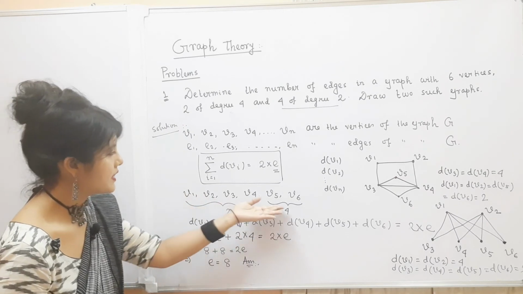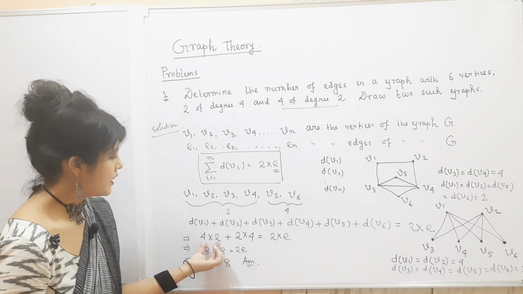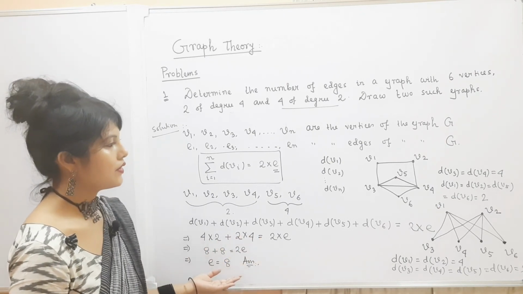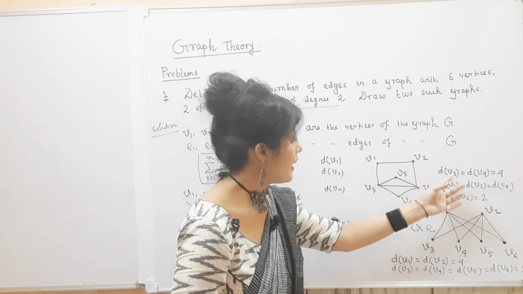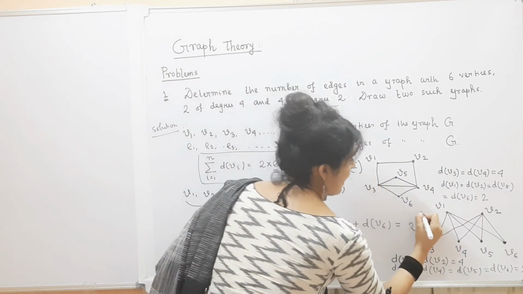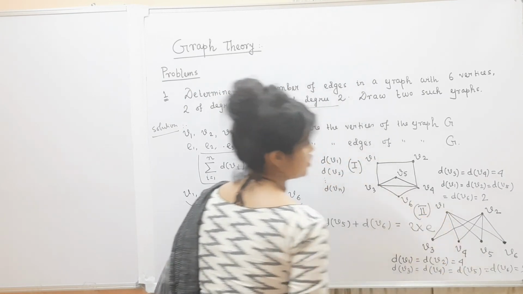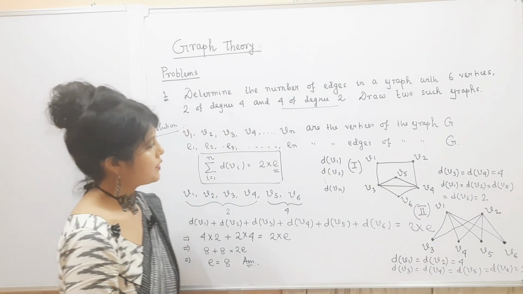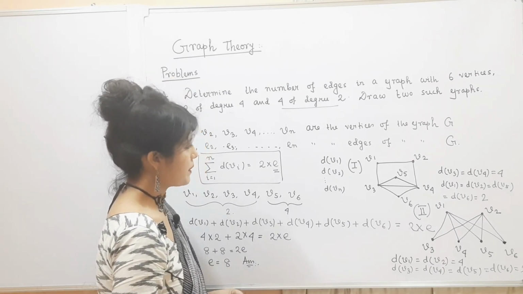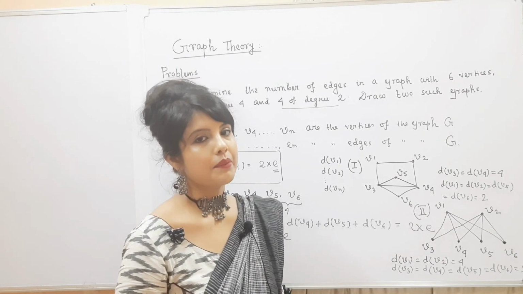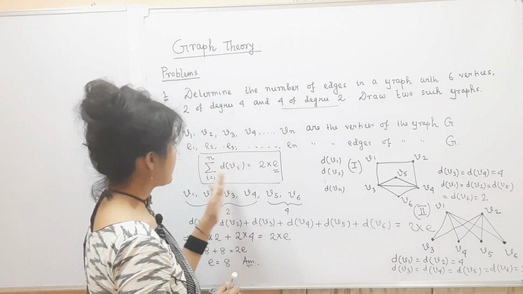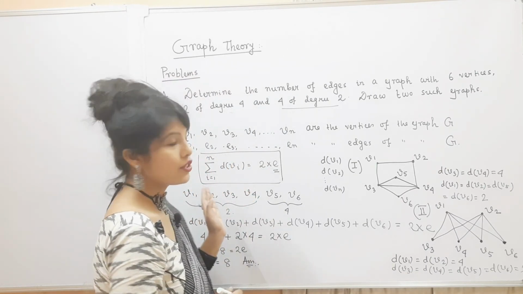So I have taken 6 vertices, 2 of degree 4 and 4 of degree 2, and therefore the number of edges is equal to 8, and these are the 2 such graphs having this property. This is number 1 and this is number 2, okay. So hope you have understood this problem, and this is a beautiful problem. This kind of problem is very important in your exam. Actually, most of the problems are based on this theory for today's discussion.